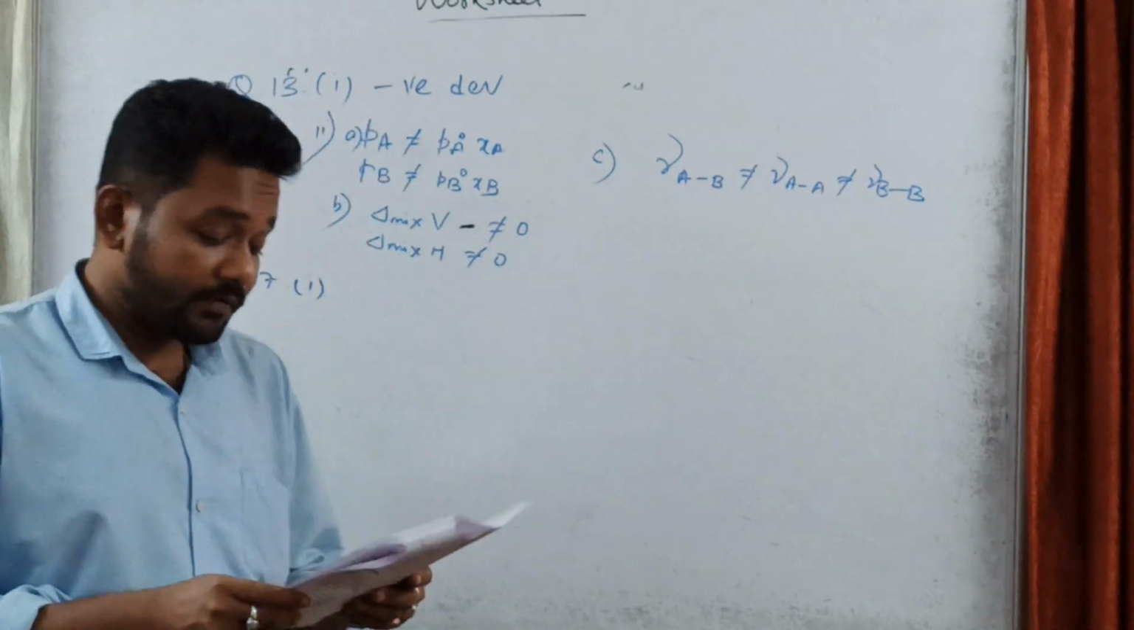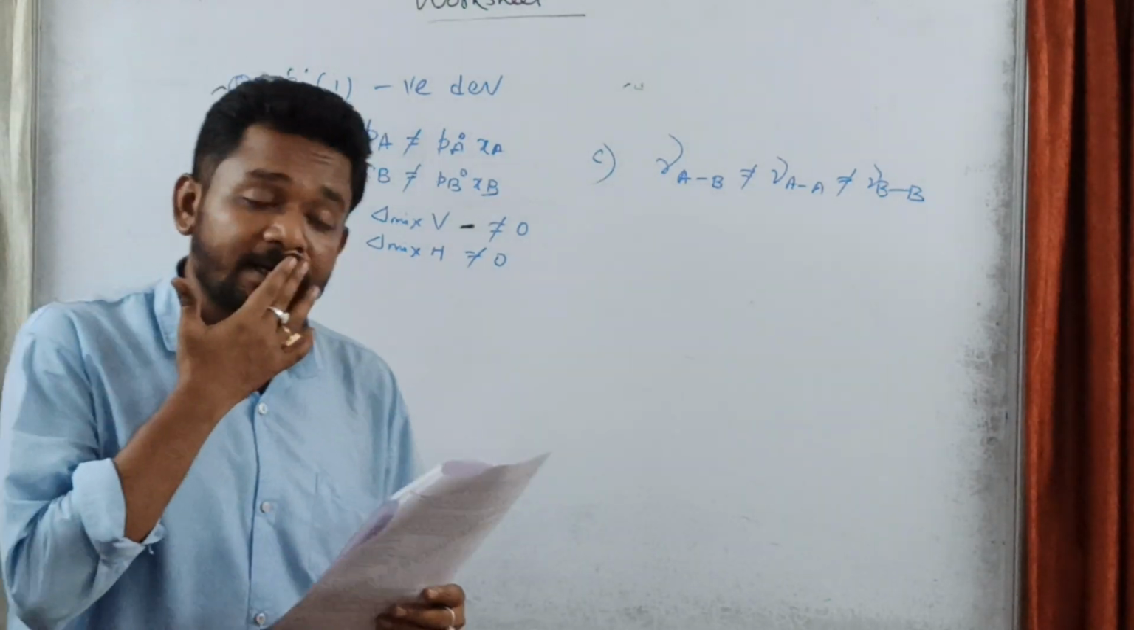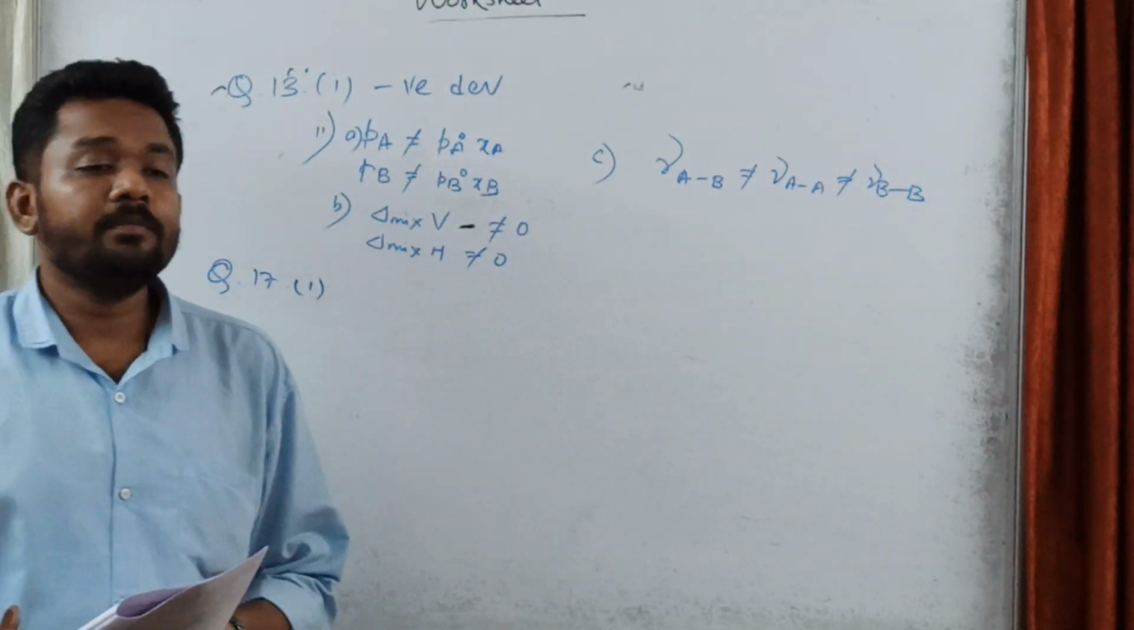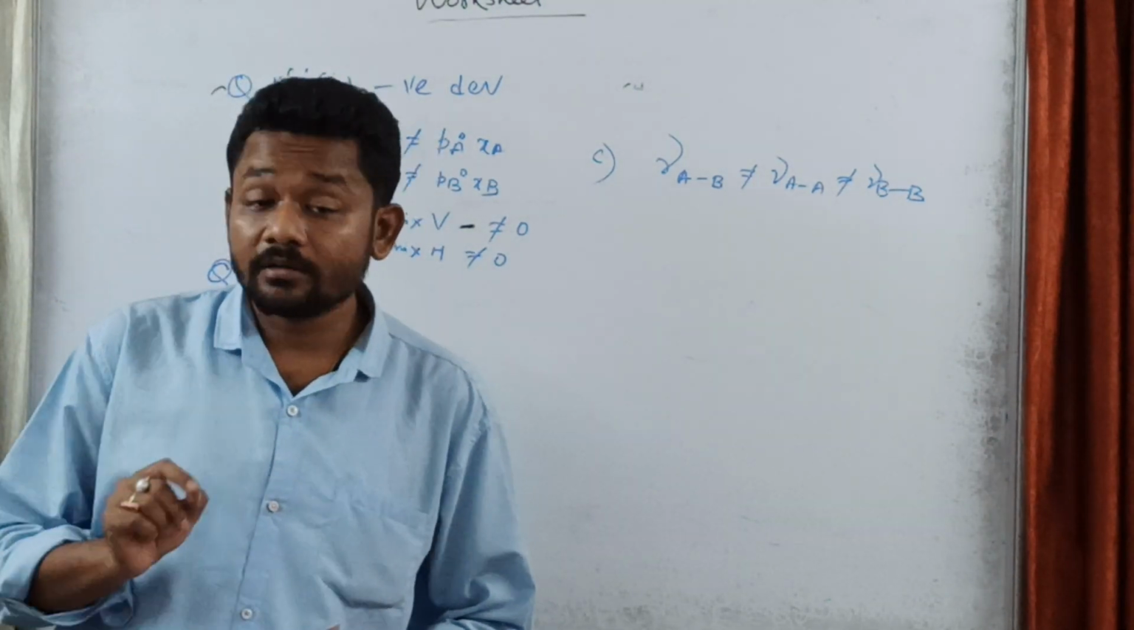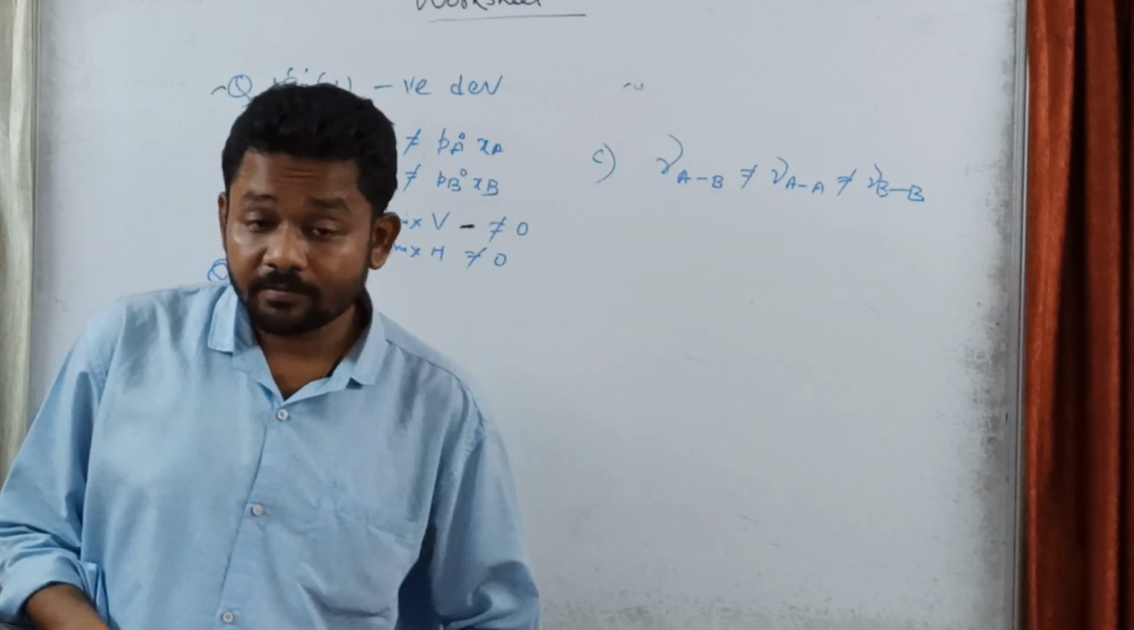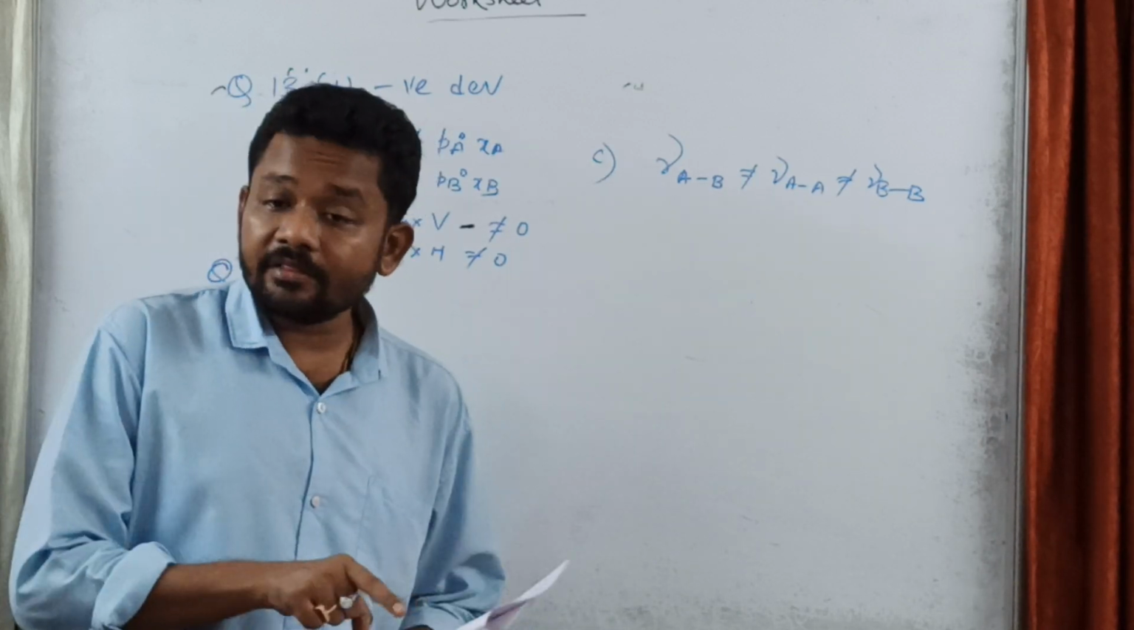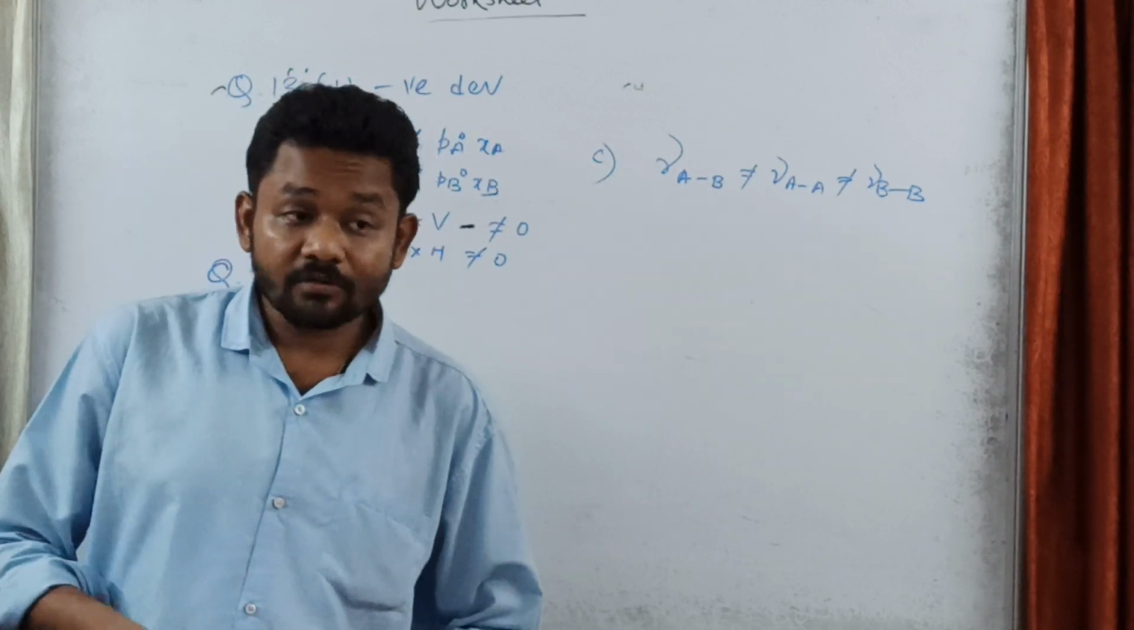So try to go through the statement carefully. In your worksheet, I have given volume of the resulting solution decreases. Sometimes it may be asked volume of the resulting solution increases. So in that case, we will write down positive deviation. As it is written decreases, we have written negative deviation.